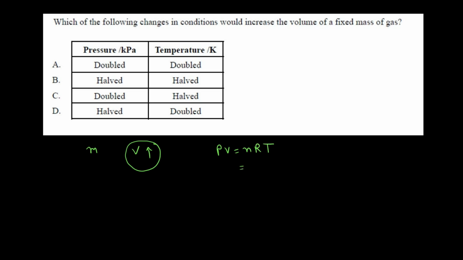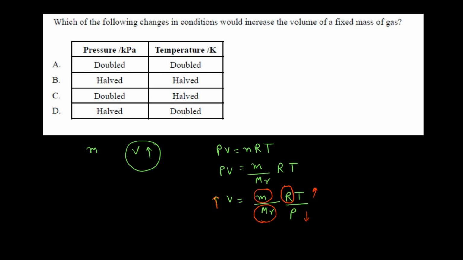Now what is n? n is mass over molar mass, multiplied by RT, that is equal to PV. So we can restructure this formula: V equals (m over Mr) RT, and we bring the P down. So we have to increase the volume, and m is constant, right? Fixed mass of gas, Mr is constant, and R is constant. So to increase V, we have to increase T and we have to decrease P.